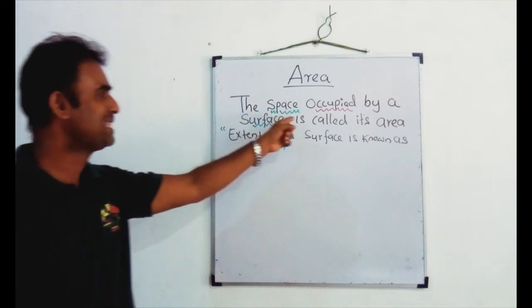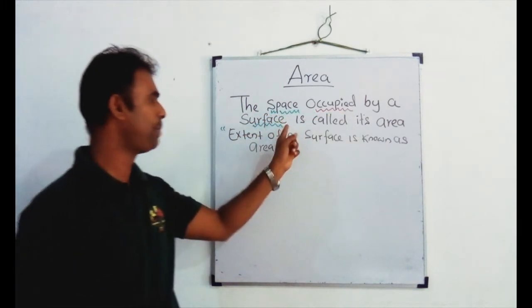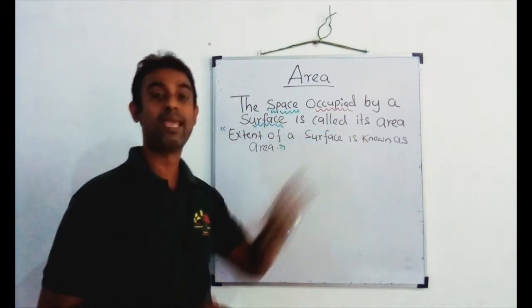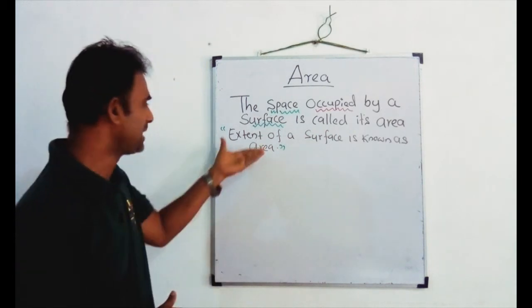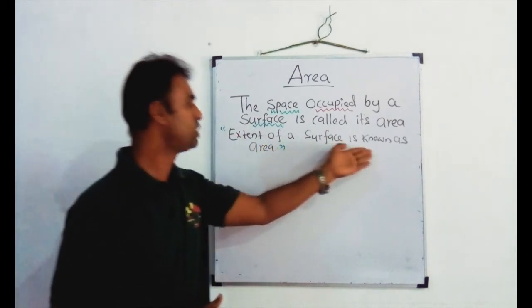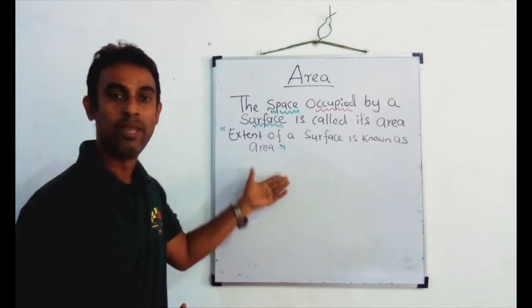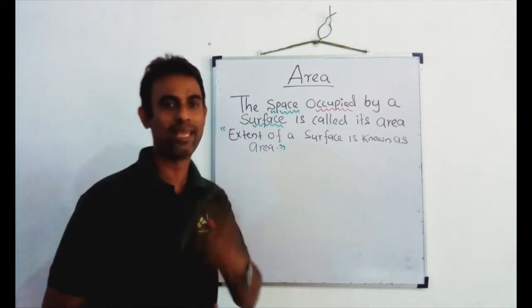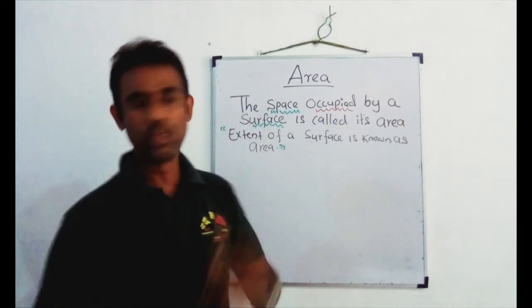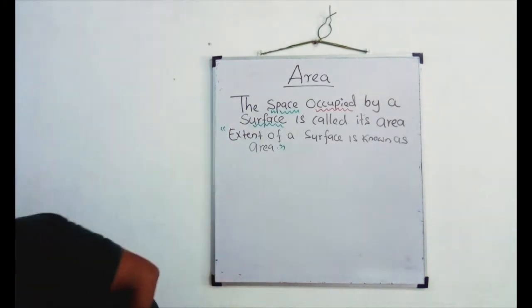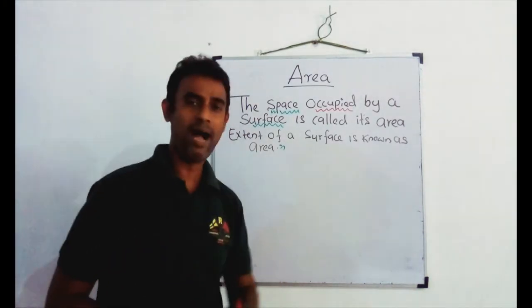The space occupied by a surface is called its area. The extent of a surface is known as area. There are two definitions for the area. Did you remember that, before we discuss the area?